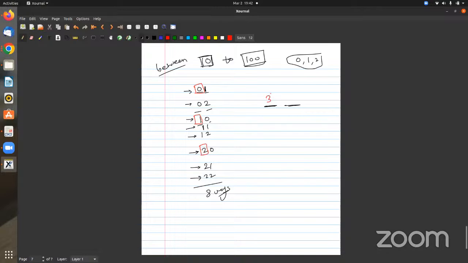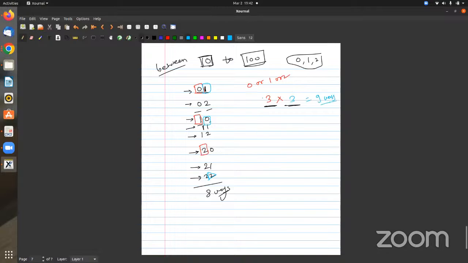Three choices are there, right? At the first place, I can fill 0 or 1 or 2. Similarly, on the second place or units place, how many choices will I have? Again 3. I can put 0, 1, or 2. So again 3, and the total number of ways is 9.